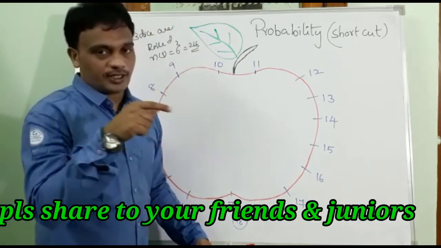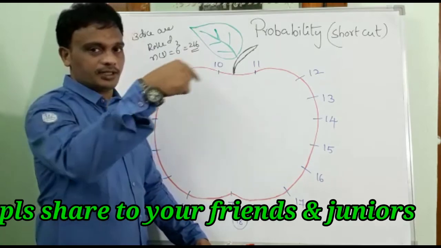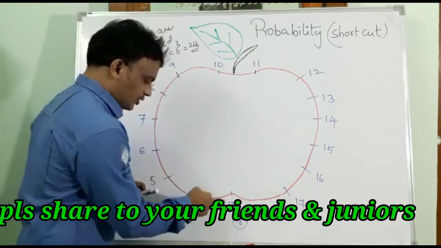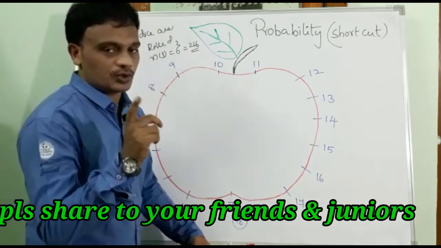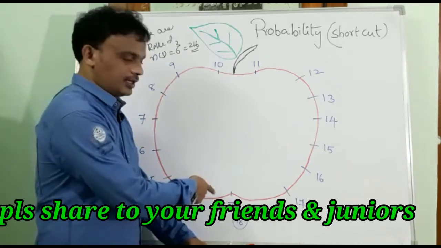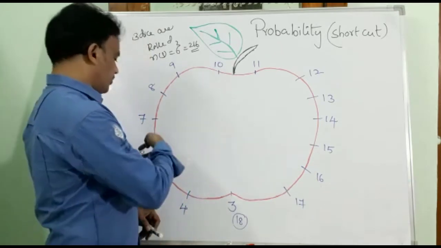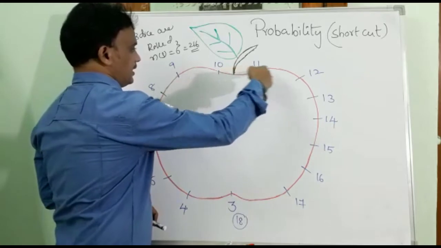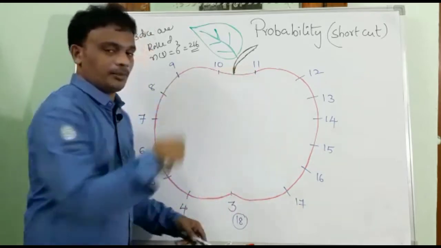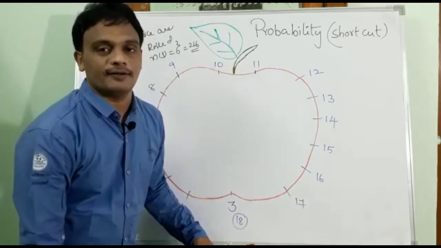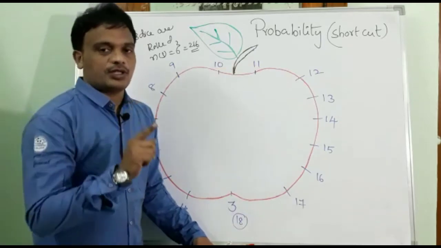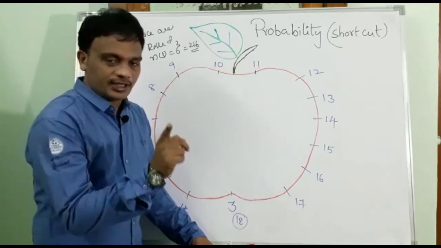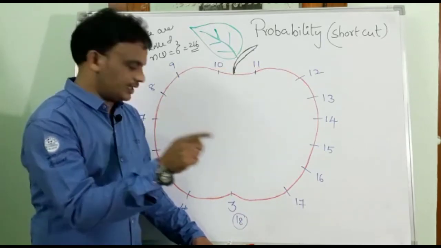What is the sum of the numbers which appear on the three dice? The minimum is 3, when the three dice show number 1. So it may be 4, 5, 6, 7, 8, 9, 10, 11, 12, like this, up to the maximum sum, which is 18. The first die shows 6, the second die shows 6, and the third die also 6, so 18.